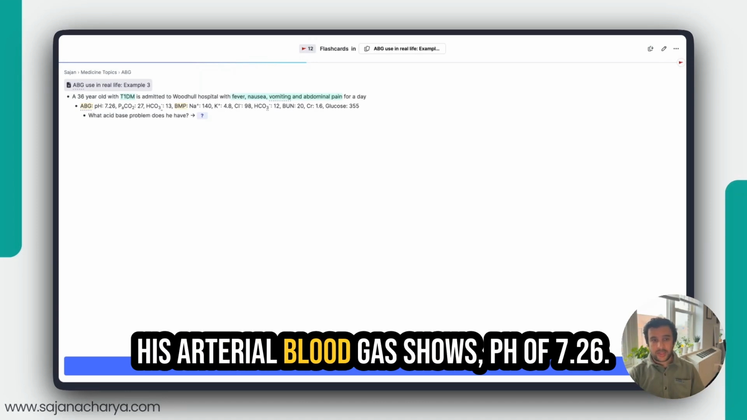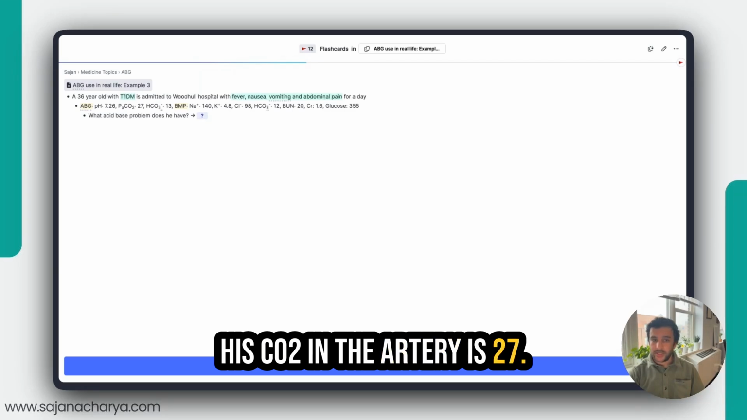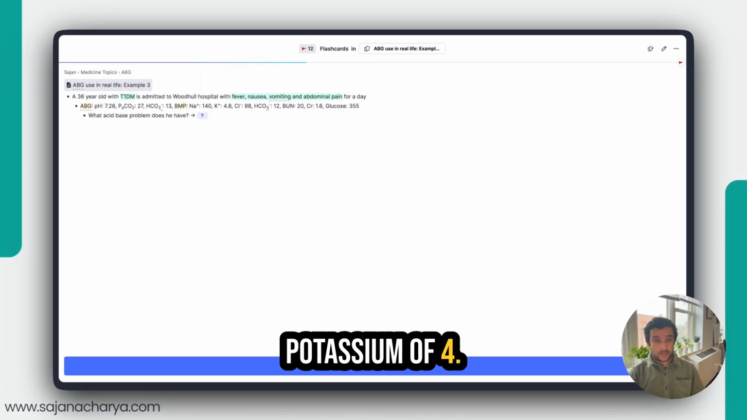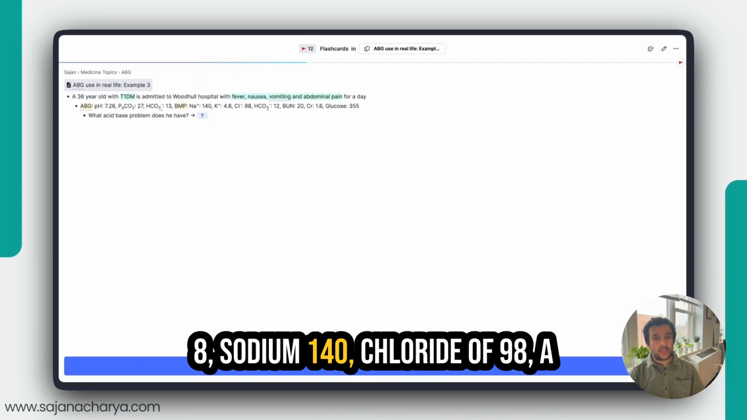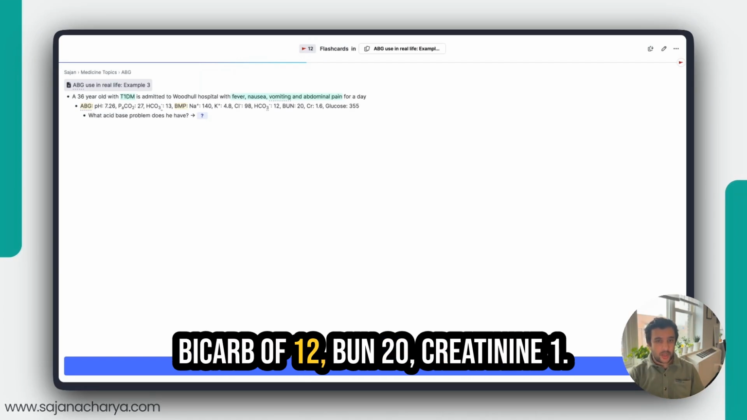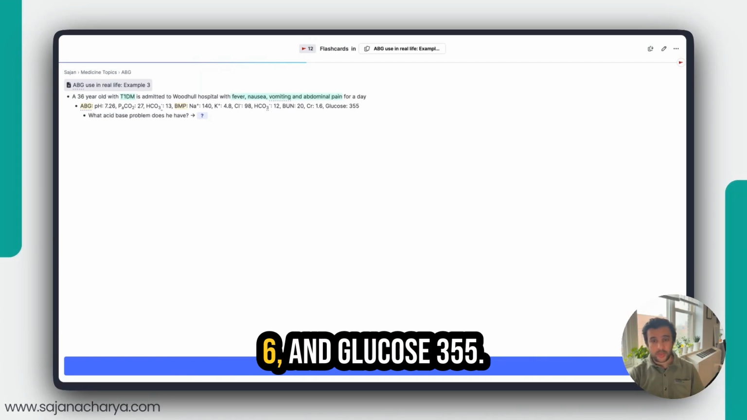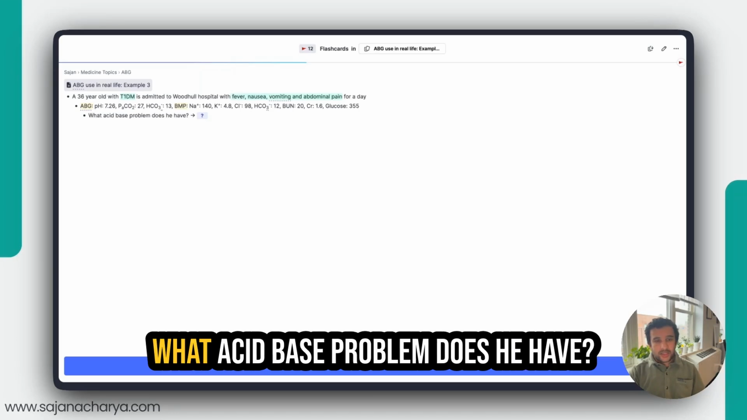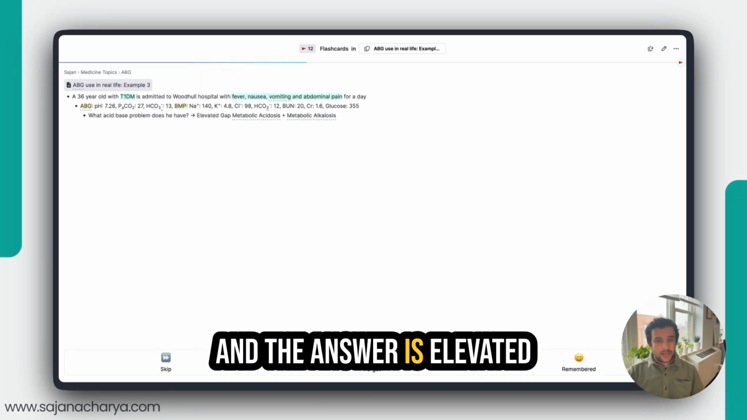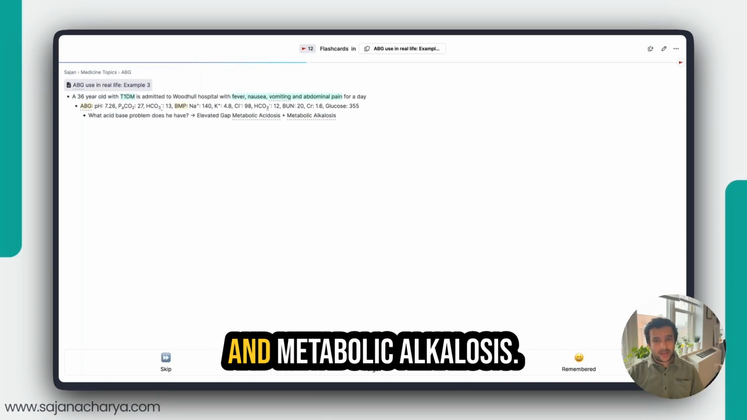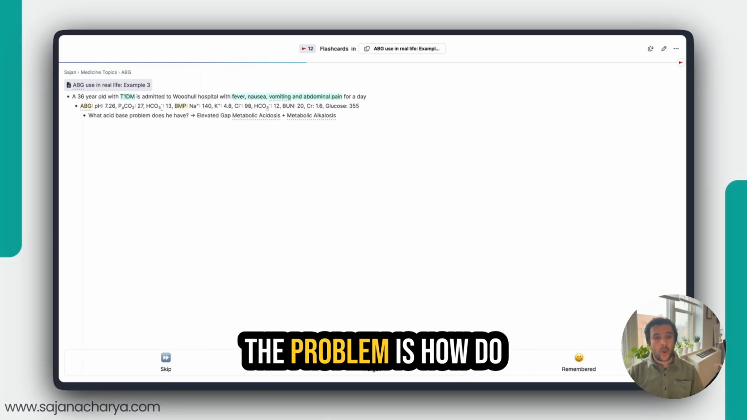His arterial blood gas shows pH of 7.26. His CO2 in artery is 20. His bicarb is 13, potassium of 4.8, sodium 140, chloride of 98, a bicarb of 12, BUN 20, creatinine 1.6, and glucose 355. What acid-base problem does he have? And the answer is elevated gap metabolic acidosis and metabolic alkalosis. The problem is, how do I arrive at that, right?